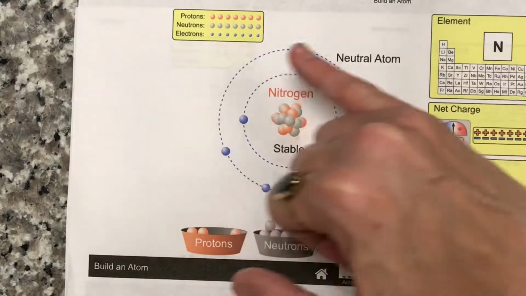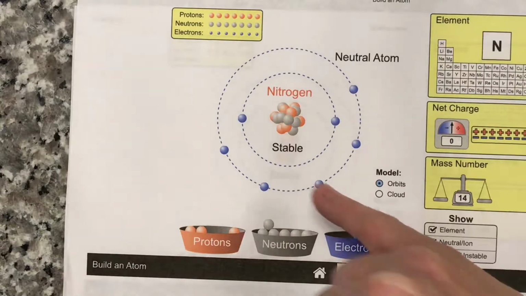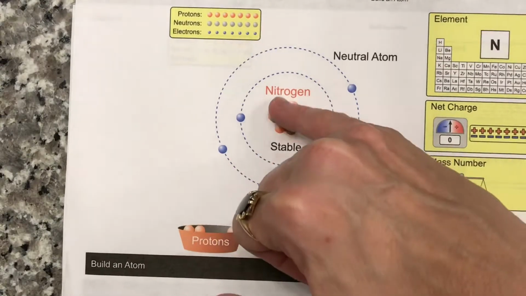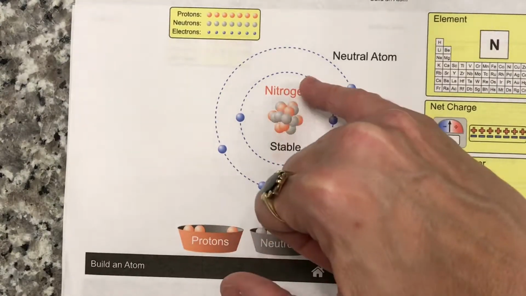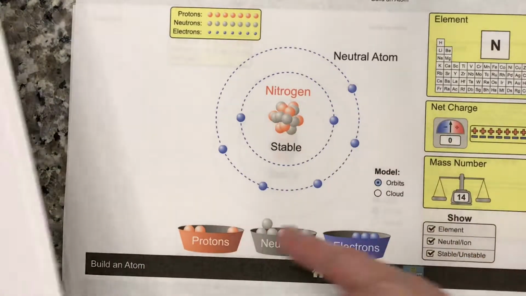Once you get an atom that you like, pull an electron away and put it back and see what happens to the name. Pull a proton away, put it back, see what happens to the name. Pull a neutron away and put it back and see what happens to the name. Whichever particle or particles make that name change, you're going to write that in here.